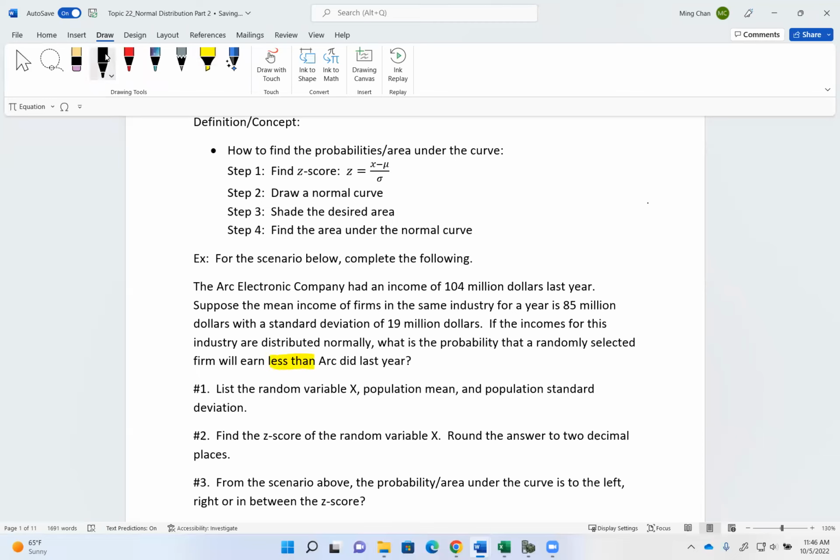So this problem wants me to find less than. This is a random variable X, with a population mean and a standard deviation. 85 is the population mean, 19 is the population standard deviation, and 104 million is the random variable X for this company. So the population mean mu is equal to 85 million, and the standard deviation is 19 million.